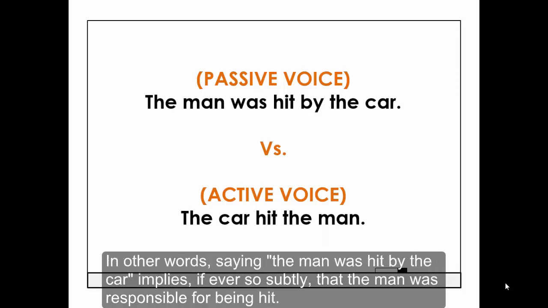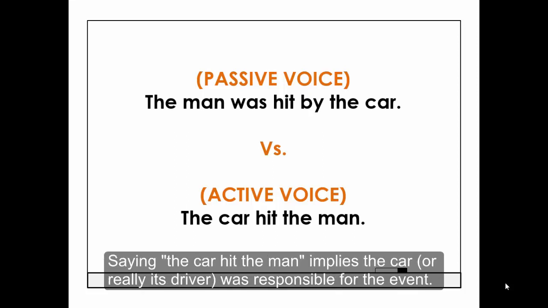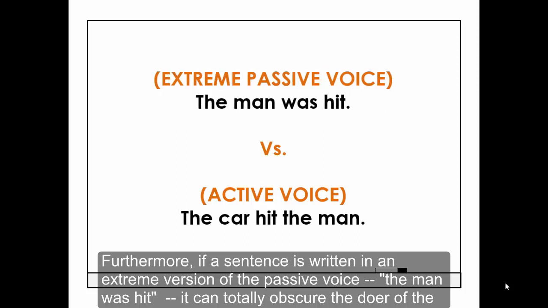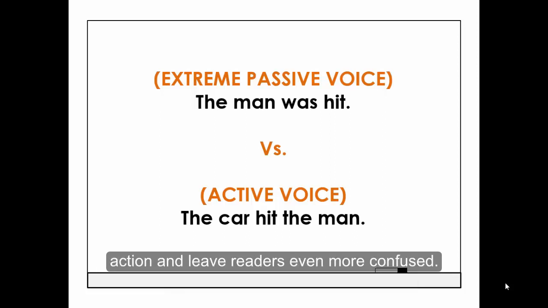In other words, saying the man was hit by the car implies, if ever so subtly, that the man was responsible for being hit. Saying the car hit the man implies the car, or really its driver, was responsible for the event. Furthermore, if a sentence is written in an extreme version of the passive voice, the man was hit, it can totally obscure the doer of the action and leave readers even more confused.